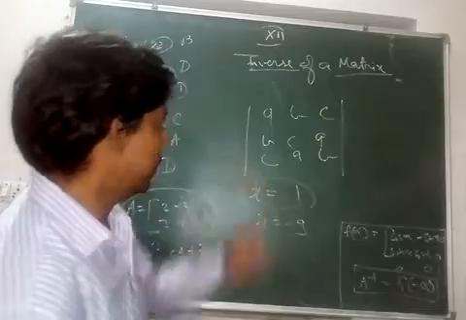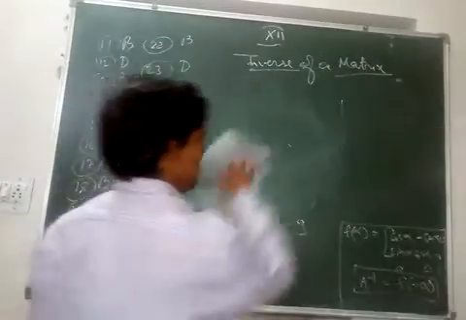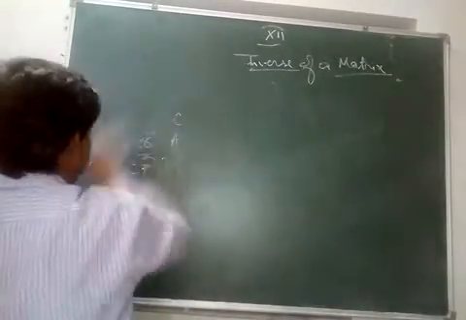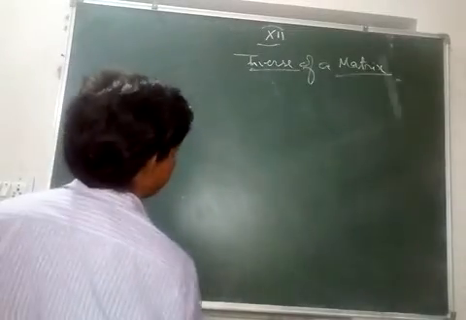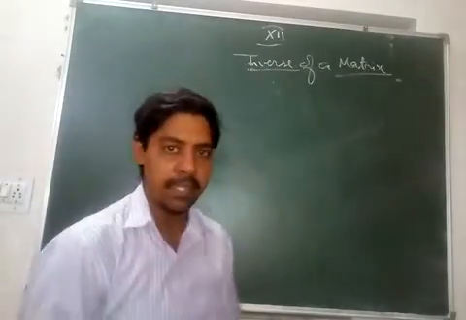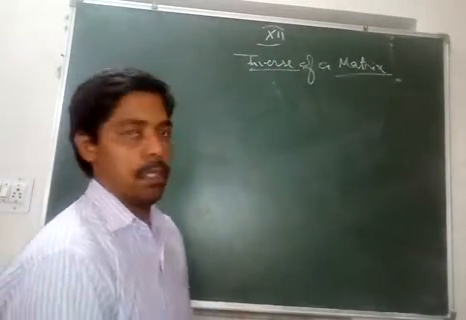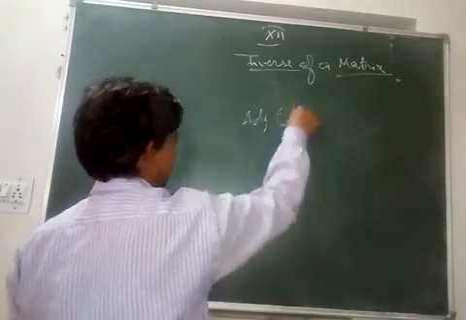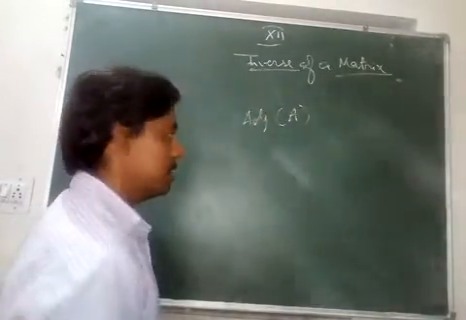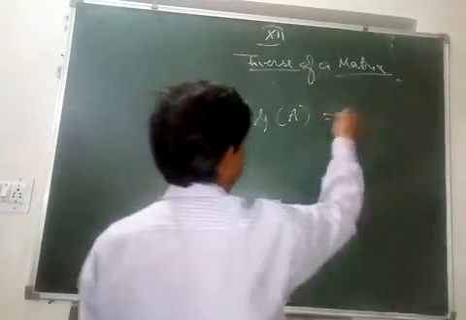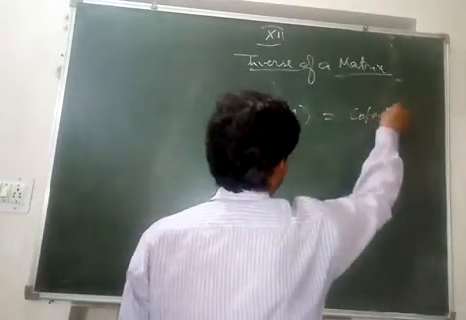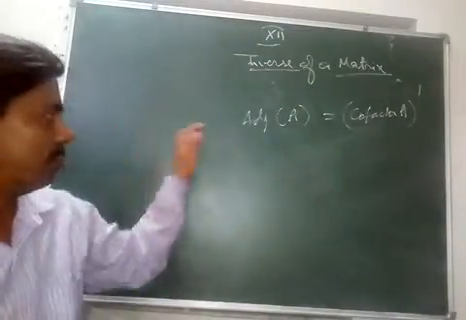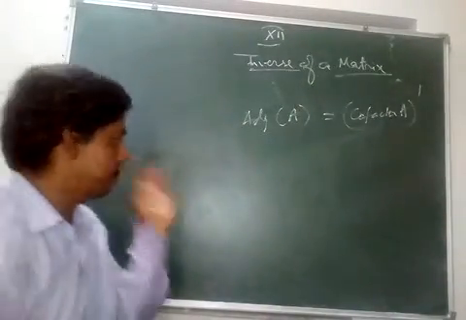So let's come to the topic, inverse of a matrix. As I told you, the important thing about inverse is that the inverse starts from one very simple thing, and that is the adjoint. So let us define what is adjoint of A. Adjoint of A is the matrix of cofactors of A, transposed, okay? Cofactors of A transpose, okay?